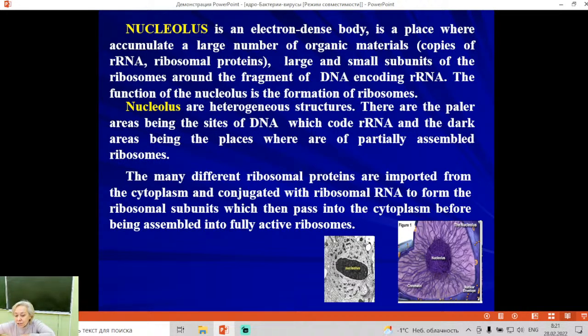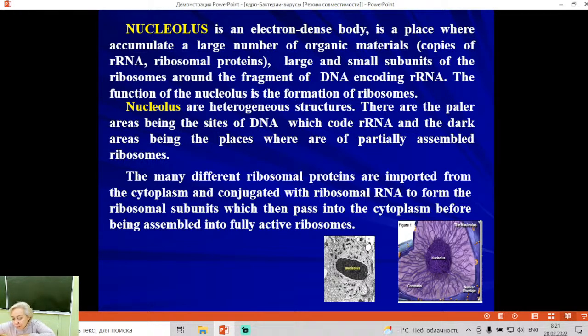Nucleoli are heterogeneous structures. There are paler areas, being the sites of DNA which code RNA, and the dark areas, being the place of partially assembled ribosomes. The many different ribosomal proteins are imported from the cytoplasm and conjugated with the ribosomal RNA to form the ribosomal subunits, which then pass into the cytoplasm before being assembled into fully active ribosomes.